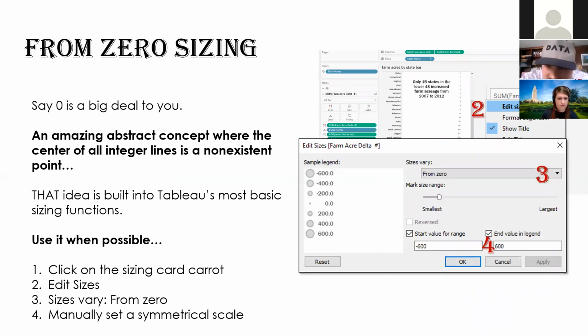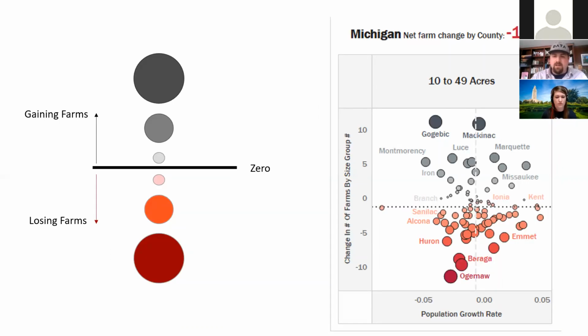So go up to your size, edit the sizes, select from 0, and then pick just a symmetrical range on either side of how big or how small they're going to be. And then again, you get this really nice effect of things standing out the farther they are away from whatever your baseline is. In my case, it was 0.